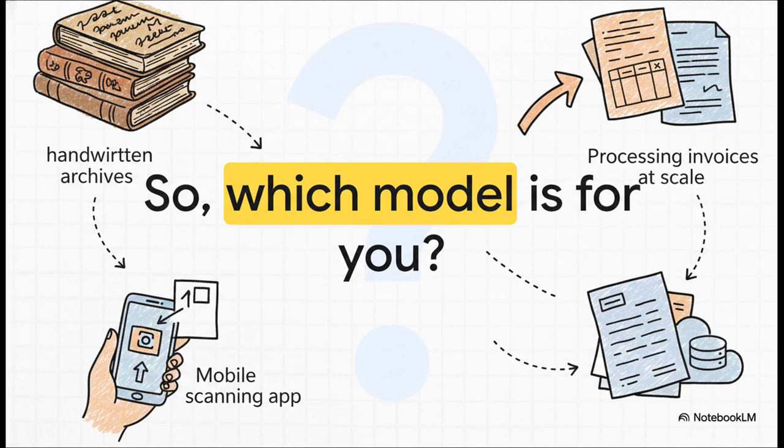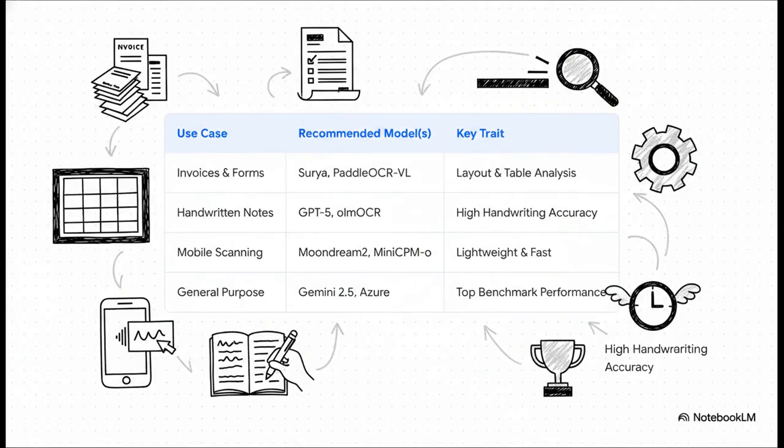Are you trying to digitize a library of handwritten letters? Are you processing thousands of invoices? Or are you building an app that scans receipts? Each job has its own perfect tool. And this is why this new era is so great. You can finally pick a specialist. If tables and forms are your world, a layout genius like Surya is going to be your best friend. If you need something that can scan a note on the fly in your app, a tiny, fast model like Moondream 2 is the perfect fit. It's all about matching the tool's superpower to your problem.